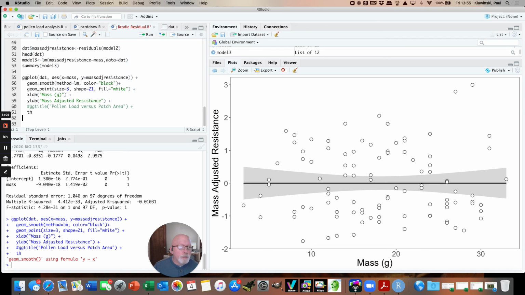Hopefully this helps you understand what the Brodies are talking about when they talk about mass-adjusted resistance. And that's it.